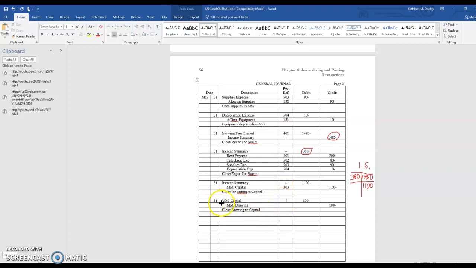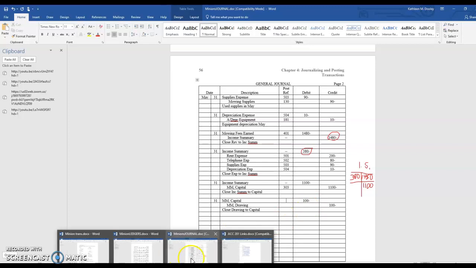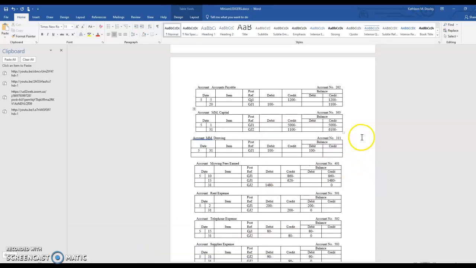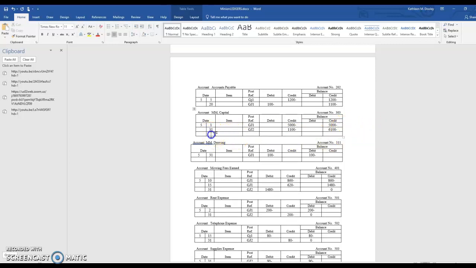Okay, now again we have the capital account. We're going to debit it for 100 this time. Now I'm going to go outside this box, get another line. We're going to debit it for 100. Now our previous balance is 6,100 credit. Now I have a debit of 100. Credit and debit is subtract. 6,100 minus 100 is 6,000.